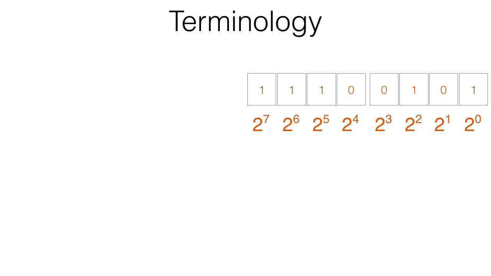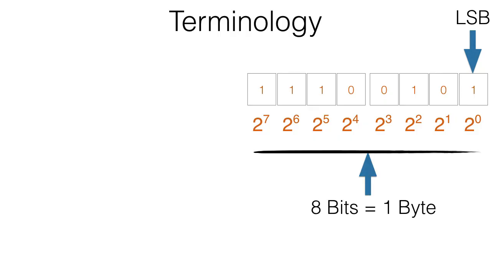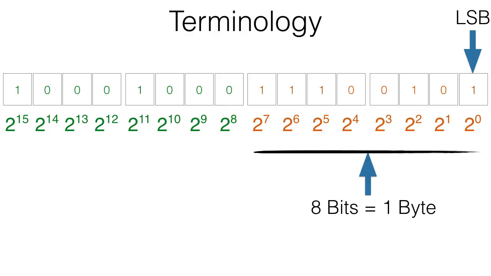Let's go a little bit further. This is what? It's 1 byte. See that? There are 8 bits. That's our least significant. Now I can say 8 bits, that's 1 byte. Let's put one more on there. Okay. Now I have another 8 bits.